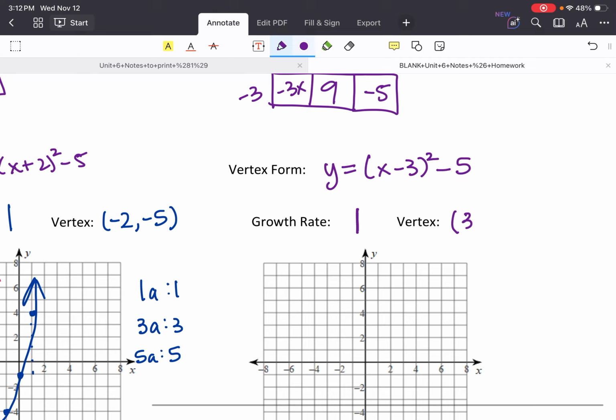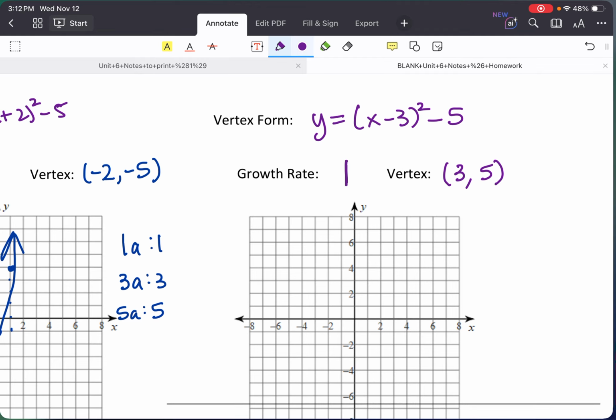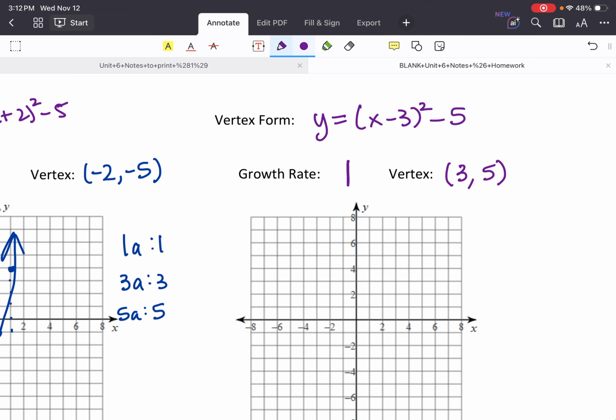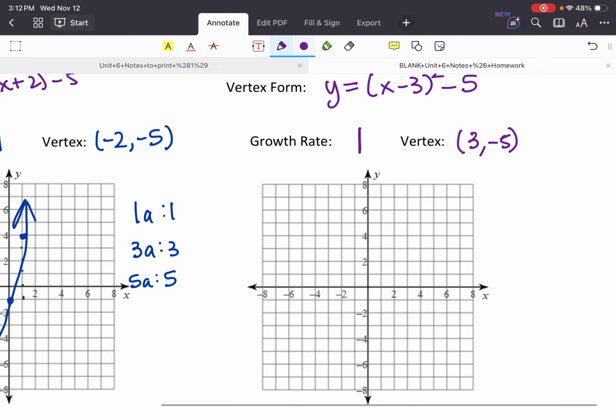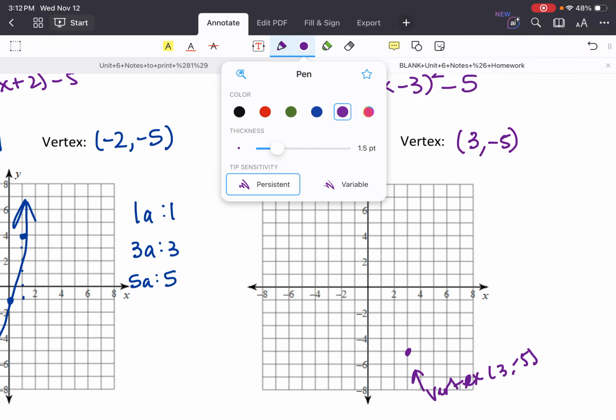The vertex, the x is the opposite, so I get 3, 5. So +3 up to, Miss Stone, I keep missing those negatives. So make sure you're watching for them since I'm missing them, so that could be a problem thing. So 3, -5, right there is my vertex. It happens at 3, -5.